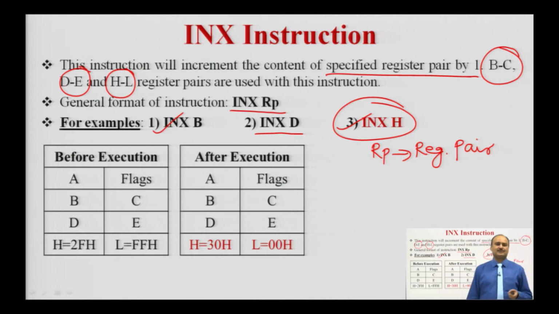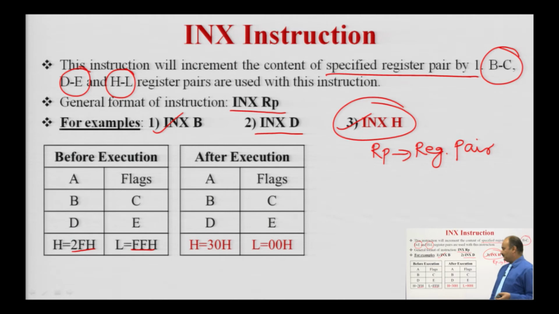Before the execution of INX H, the content of H register is 2FH and L register is FFH. This is the value of the H and L registers before the execution. Whenever the microprocessor executes this instruction, it will increment the content of the HL register pair by 1. After the execution, the content of L register is incremented by 1, so it becomes 00, and the carry is added to the H register's content. So in place of 2F it becomes 30H.